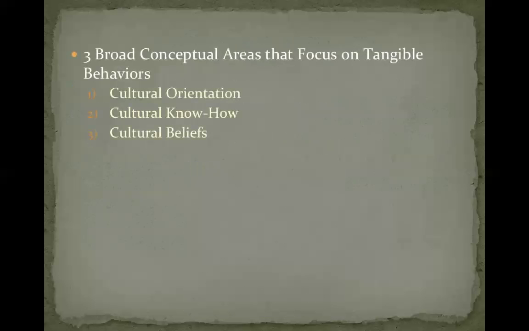In Wolcott's writing, Ethnography, A Way of Seeing, he suggests the researcher thinks in terms of 3 broad conceptual areas that focus on tangible behaviors: cultural orientation, cultural know-how, and cultural beliefs. Cultural orientation is when the people or participants under study are situated in terms of physical space and activities. Cultural know-how is how a group goes about its daily activities. Cultural beliefs is asking why a group does what it does.